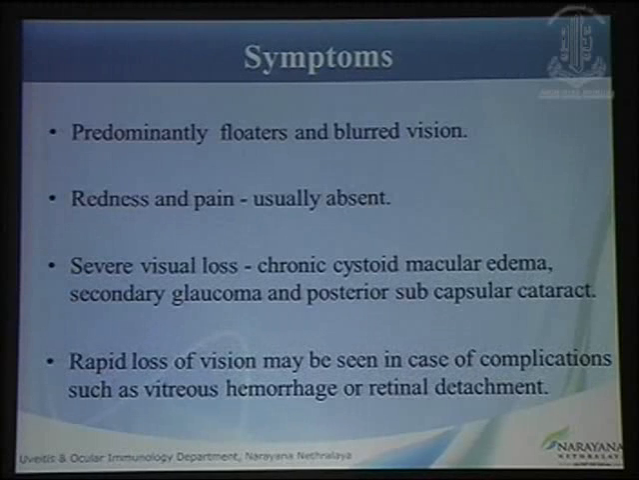Most often, the patient presents with a history of floaters and blurred vision. Redness and pain are usually absent. The patient can have severe vision loss if they have associated cystoid macular edema or posterior subcapsular cataract. Rapid loss of vision can be seen if the patient has associated vitreous hemorrhage or the development of retinal detachment.